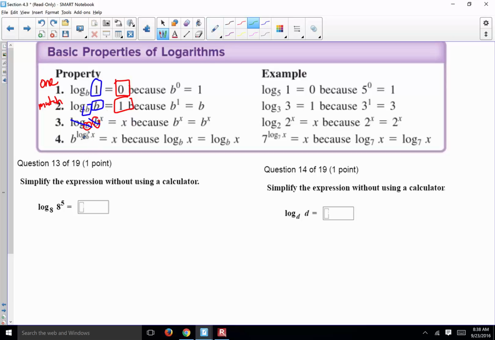Same thing is true if the logarithm goes to the exponent of a base. They cancel and they turn into x. Again, when do they cancel? This is kind of tiny to see for you guys, but these bases must match. If they are matching, then we can cancel. Make sense?